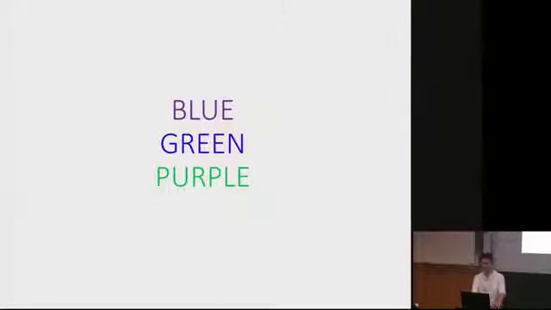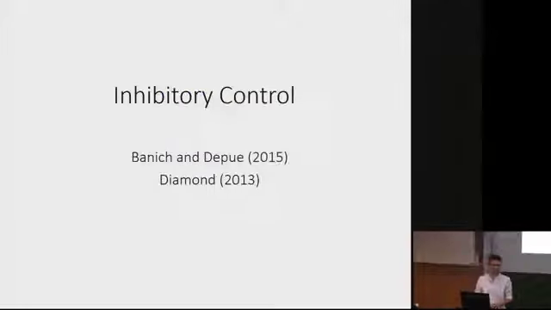Okay, very good. So inhibitory control is the cognitive function which allows us to stop ourselves from doing something automatic, which can be read a word, and instead of that, do something else which is required. So naming the name of a color.